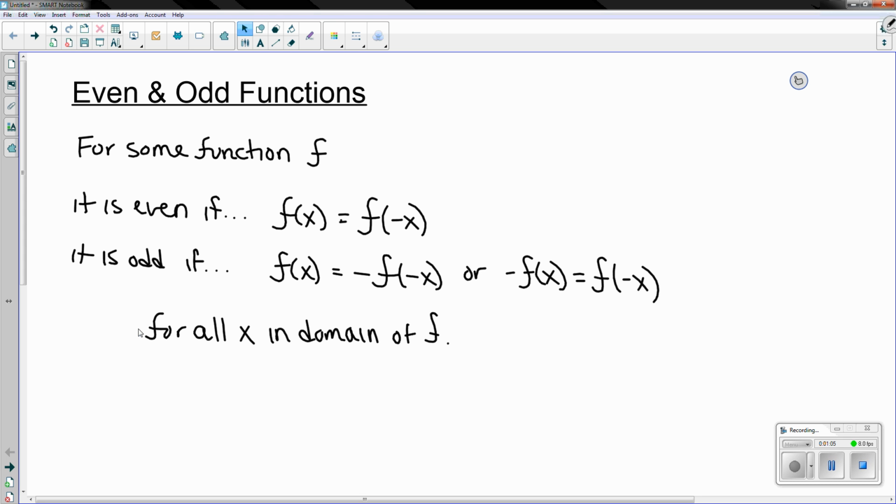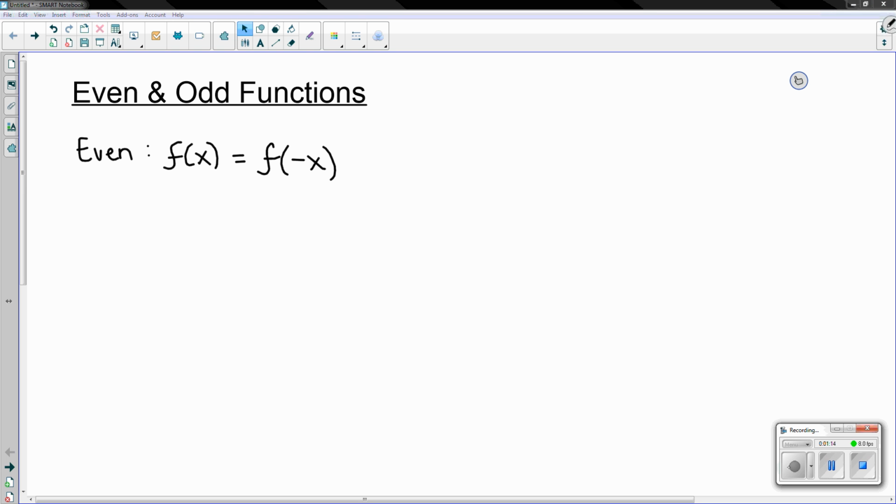So what we're going to do is explain what these definitions mean and how to interpret them, and then how to apply them to some specific functions to determine whether or not they are even or odd. If we look at the even function definition, we have some starting function f of x, and we're told that for it to be even, it needs to equal f of negative x.